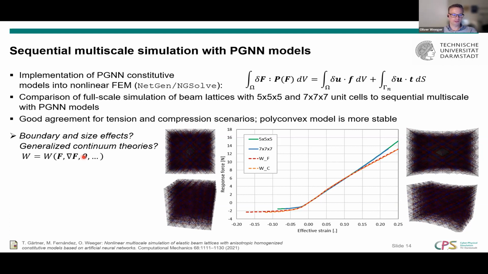generalized continuum strain energies. Also, something that we are working on at the moment is the computational improvement of the implementation of these kinds of methods, because of course, evaluating a neural network is fast, but is not as fast as evaluating a simple analytical model. So the question is, how do we implement this into a finite element code so that also GPU evaluation of the neural networks can be used and so on and so forth.